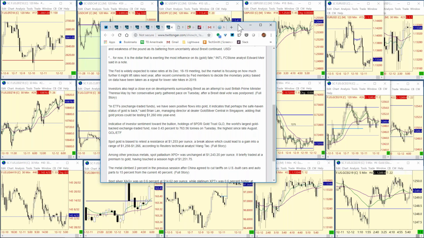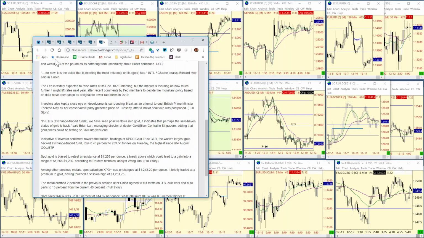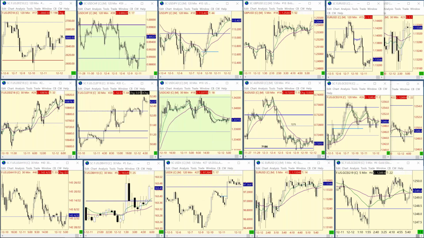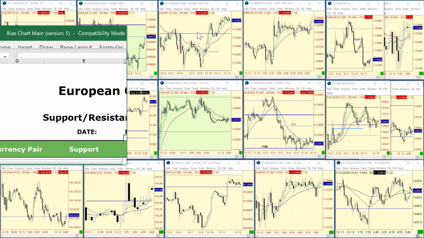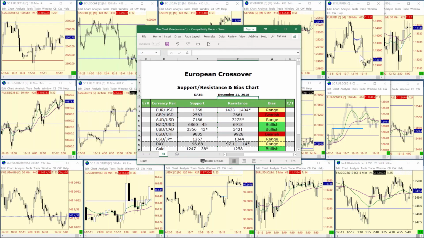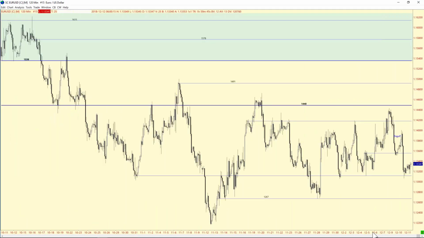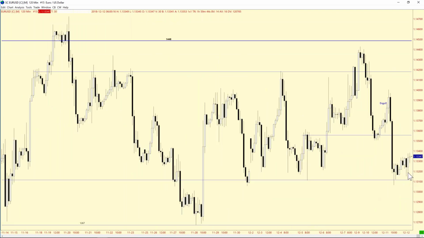Okay, let's go on and get started now with the bias chart. As I said, it's a relatively quiet session overall. We're just not seeing a whole lot of movement. You're looking here at the euro, and these are maybe 15-minute bars, and look how tight the range has been. It's still moving up a little bit higher, but we are just trading in a very, very tight range here.